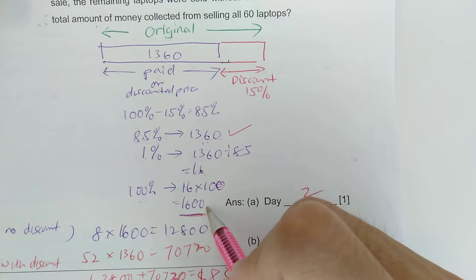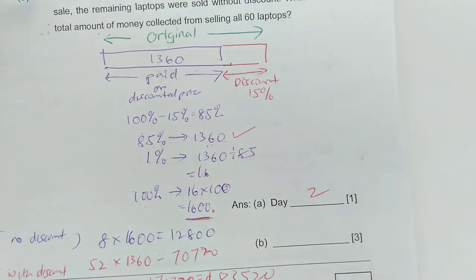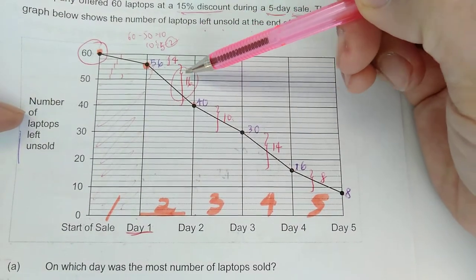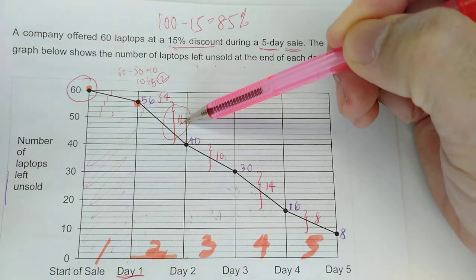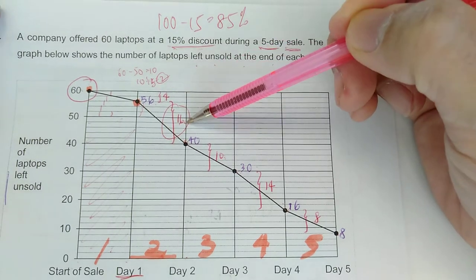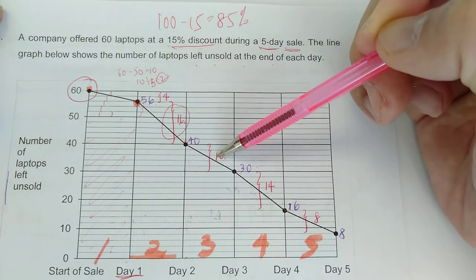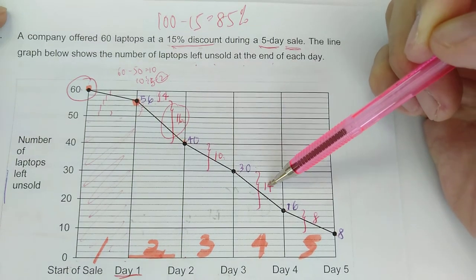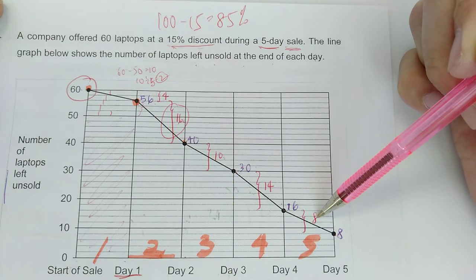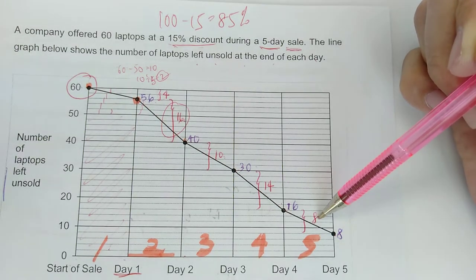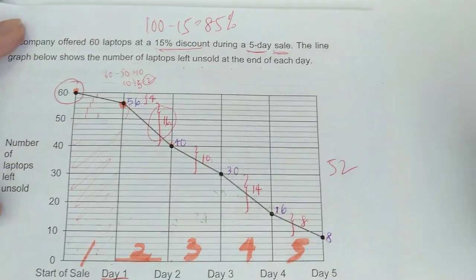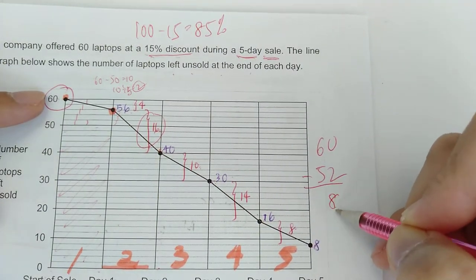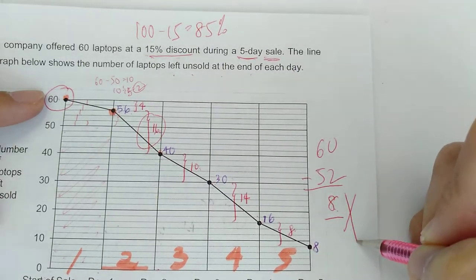Okay? So how many laptops were sold without discount? If you add up all these numbers, how many laptops were sold at a discount? 4 plus 16, 20. 20 plus 10, 30. 30 plus 14, 44. 44 plus 8, 52. So 52 laptops were sold with discount. So 60 laptops were there at first. So 8 laptops were sold with no discount.